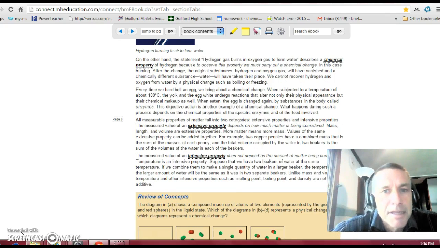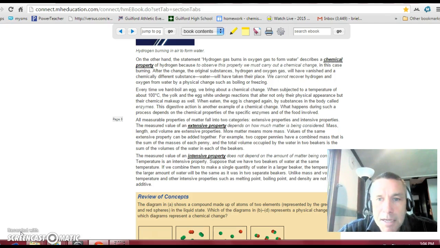On the other hand, the statement hydrogen gas burns in oxygen gas to form water describes a chemical reaction. So this is a chemical property of hydrogen, its flammability. Because to observe this property, we must carry out a chemical change. In this case, burning or combustion. After the change, the original substances, hydrogen and oxygen gas, will have vanished.